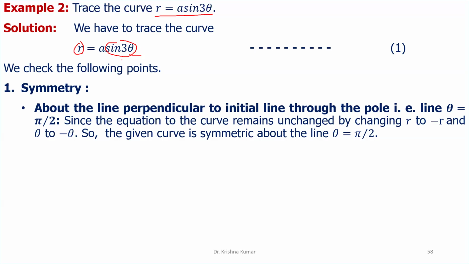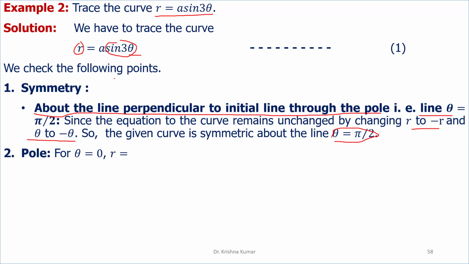So it may be symmetric about the line θ = π/2. That's why we check the symmetry about the line perpendicular to the initial line through the pole, that is the line θ = π/2. Since the equation of the curve remains unchanged by changing r to -r and θ to -θ, the given curve is symmetric about the line θ = π/2. So it is only symmetric about the line θ = π/2.